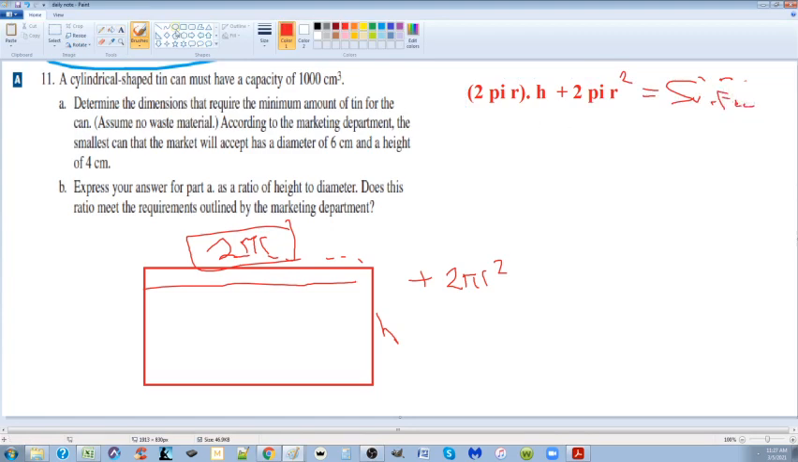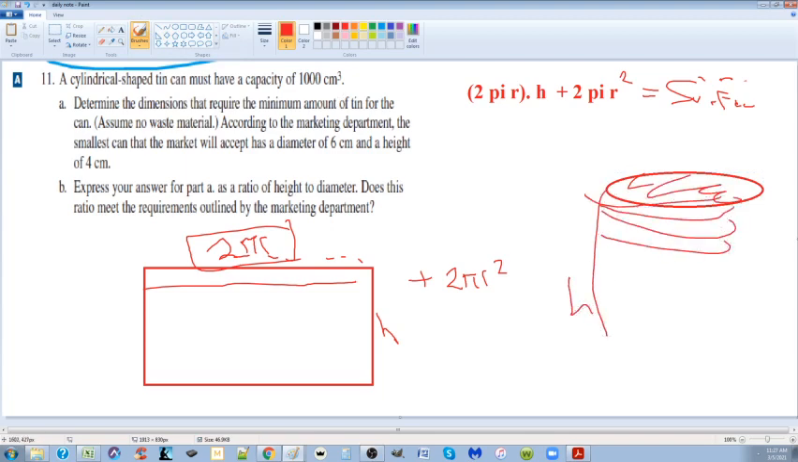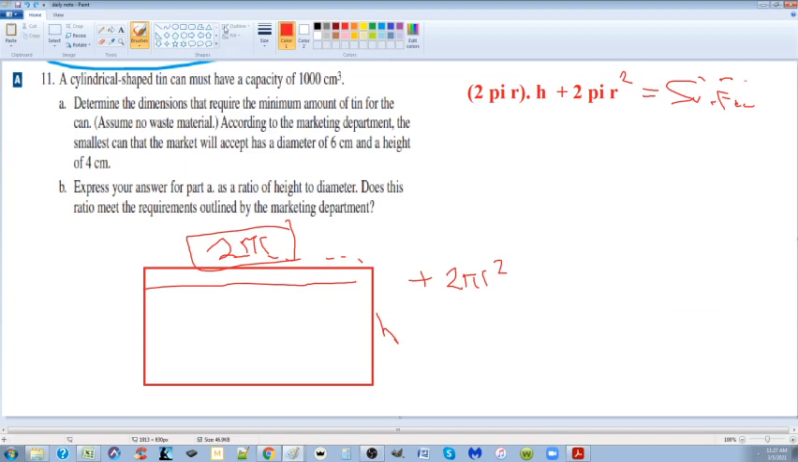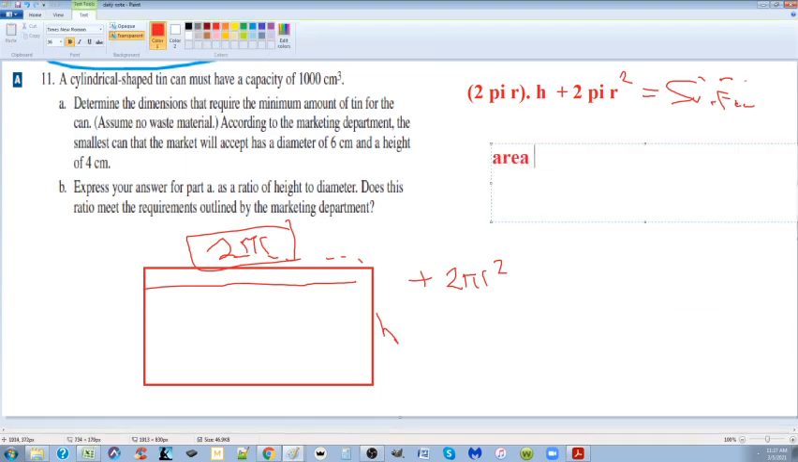What's the volume? Volumes for cylinders are easy. It's the surface area of the circle times the height. Because think about it, you're layering circle after circle after circle until you fill it up. So the volume is going to be equal to this. And you can also always Google it. Pi r squared times the height.